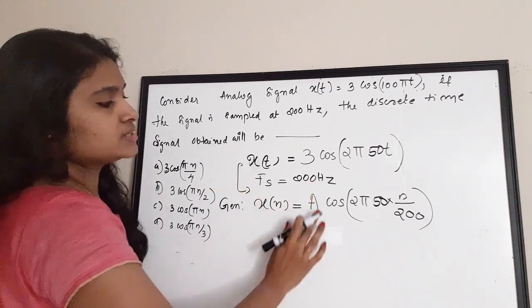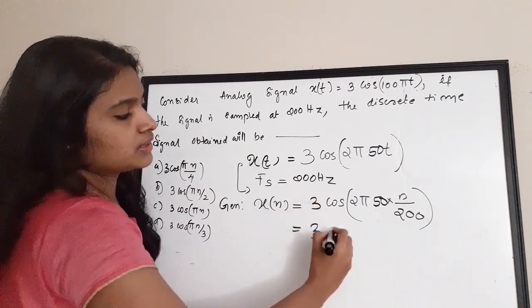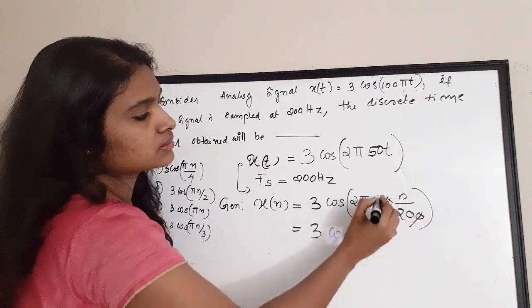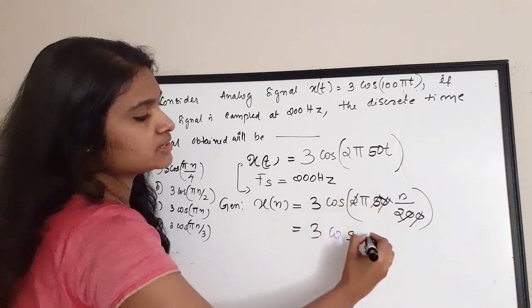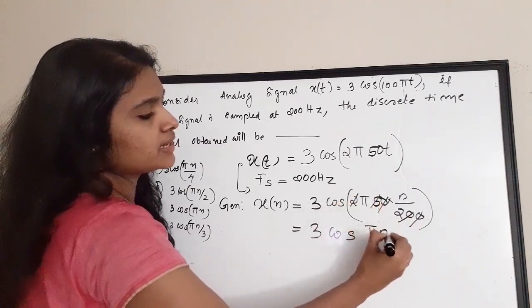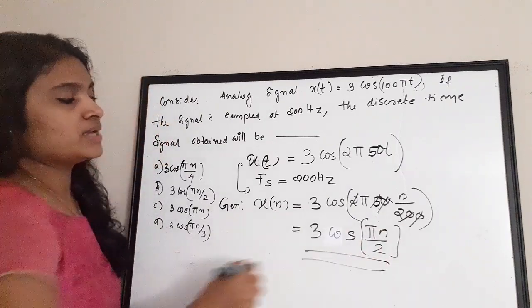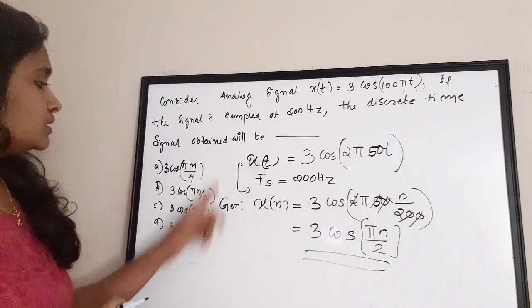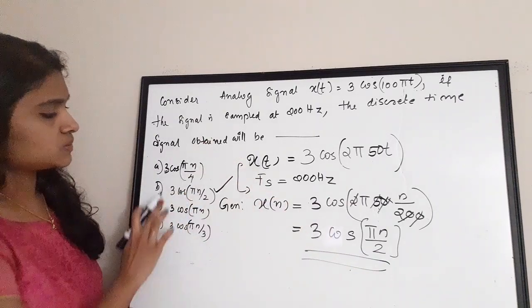So what is the answer obtained here? A is 3. 3 cos of 2 pi into 50 n by 200. 2 times 50 is 100, so 100 by 200 leaves a 2 in the denominator. 3 cos pi n by 2 will be the answer obtained. From the options, the correct answer is option B, which is 3 cos pi n by 2.